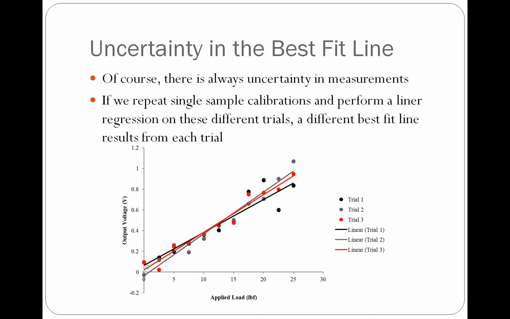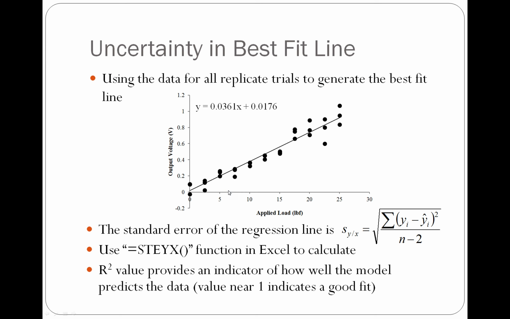So the best way to come up with a best fit linear calibration is to use all of the replicate trials, use all of the data that we have available to us. So instead of trying to come up with multiple individual linear fits and doing some averaging or something like that, we want to use all of these trials together. So we're going to combine all of the trial information together and come up with the best fit line that way, using all of the individual points.